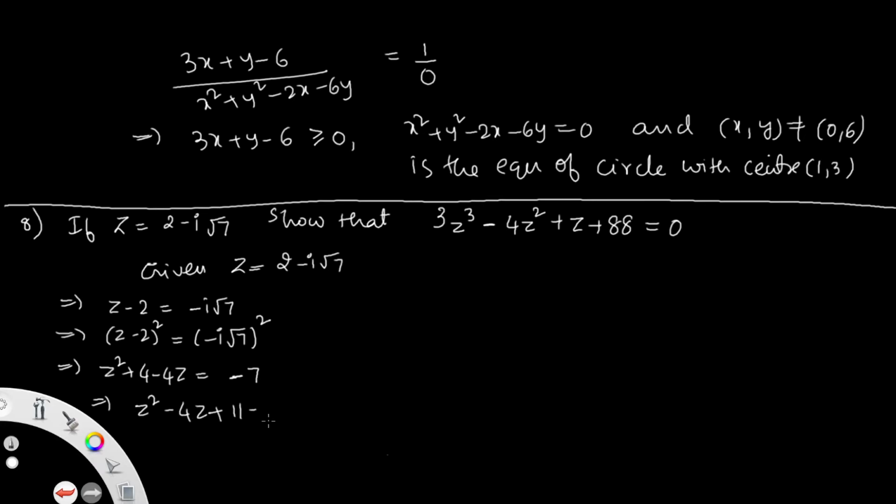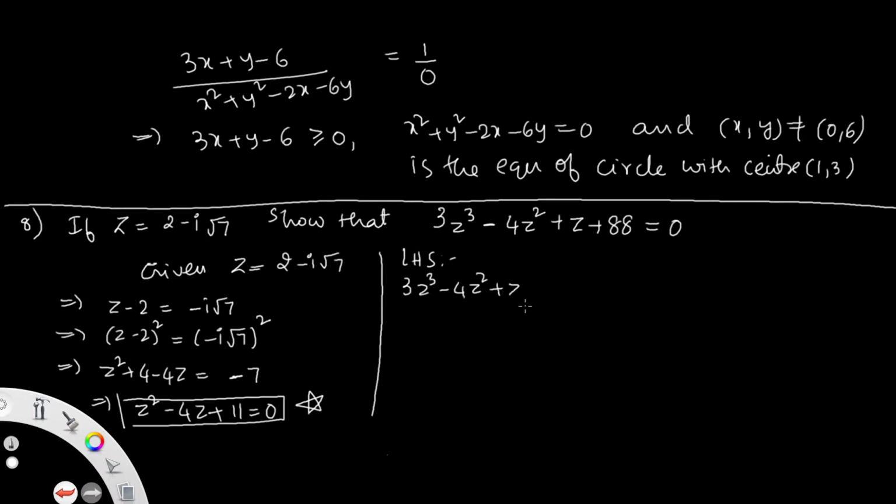So from this simplification you got z² - 4z + 11 = 0, which we take as the base for simplification. So let LHS equal 3z³ - 4z² + z + 88.